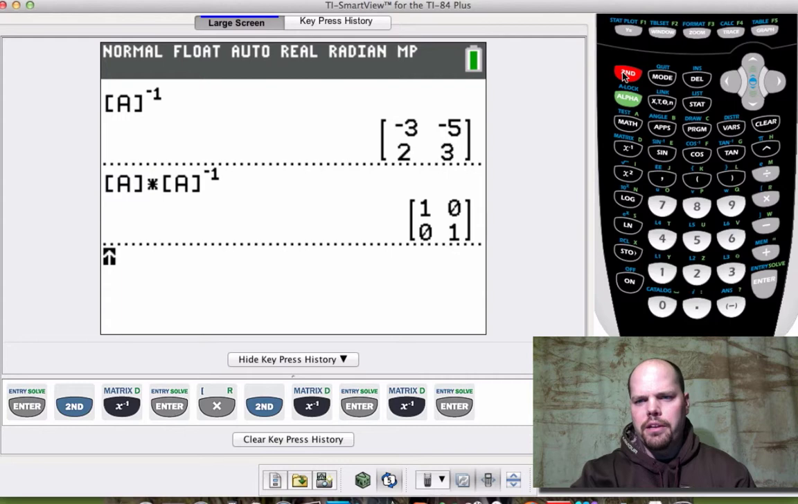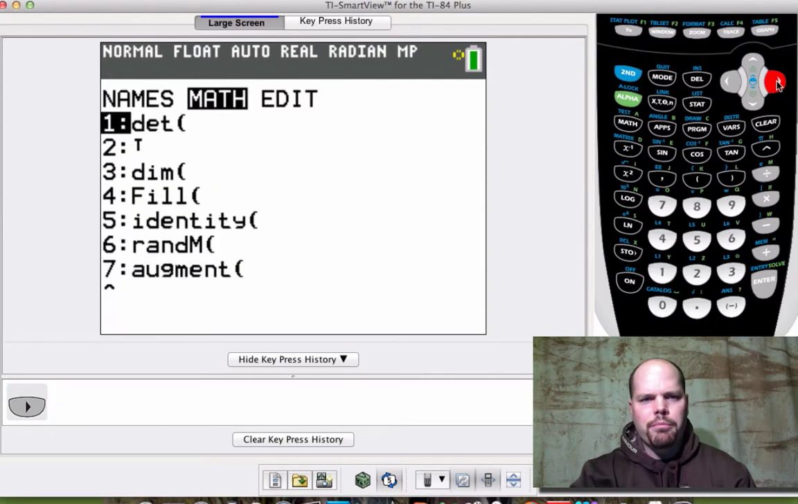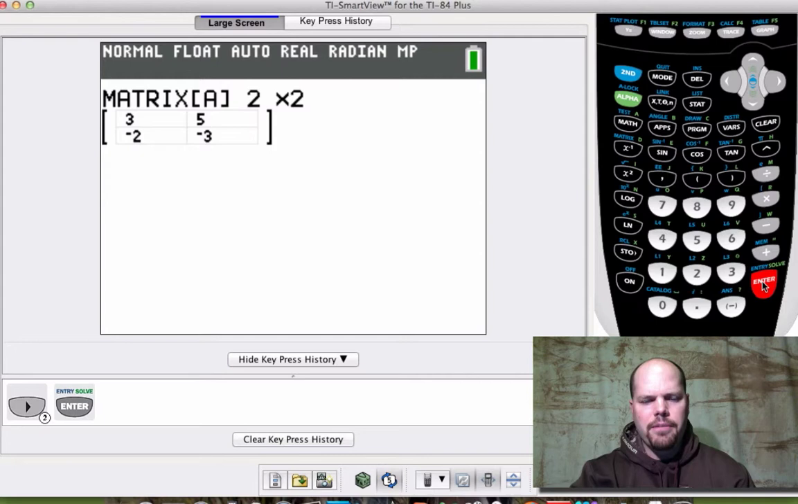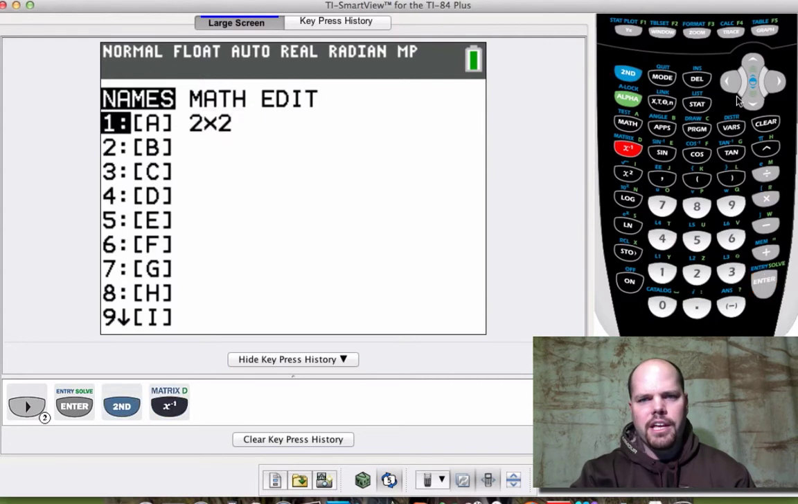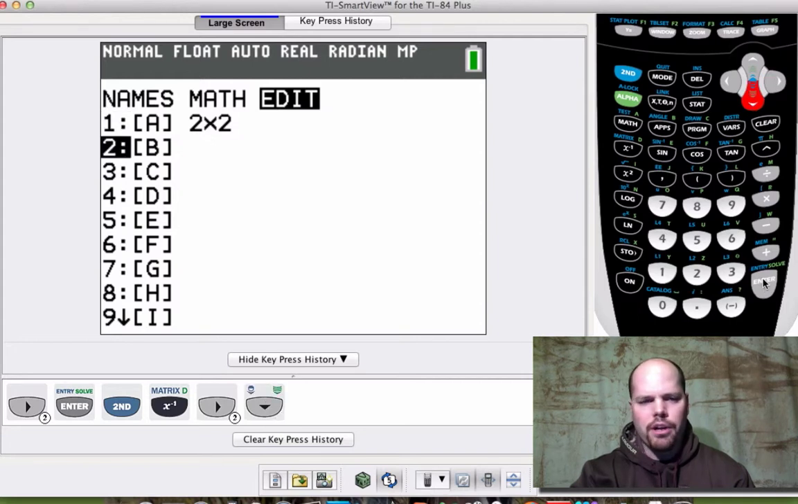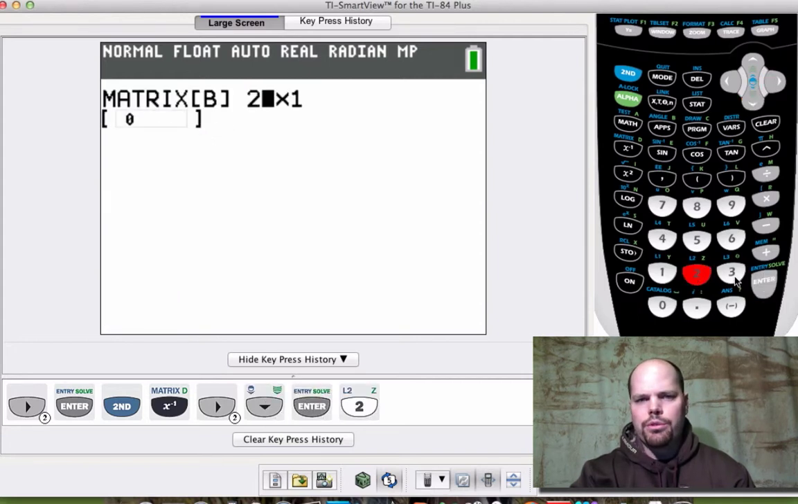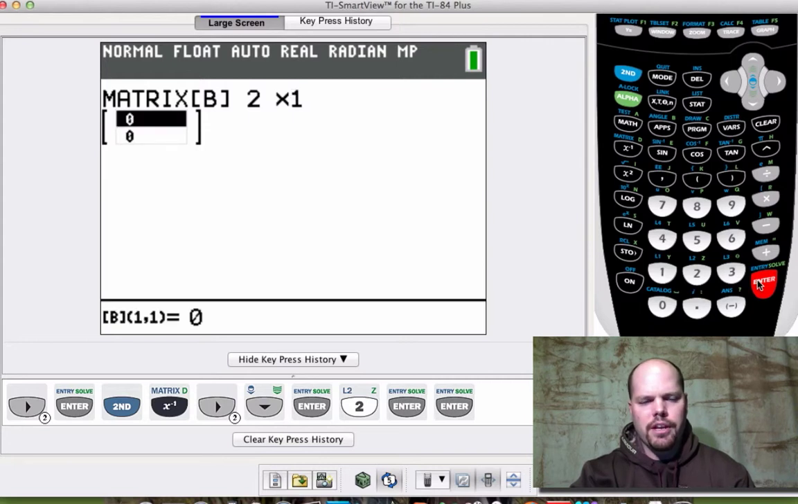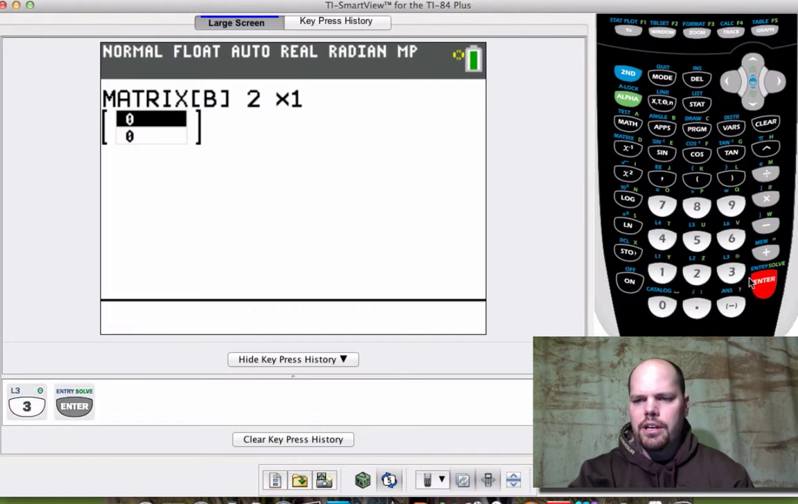Now we'll go back into our matrix, and remember what I put in matrix A was the coefficient matrix for this particular problem. We already did the inverse of this, and I've already shown you that. So we have this already typed in: 3, 5, negative 2, negative 3. Now we need to go to matrix and edit matrix B because we have nothing in there yet. That's going to be our constant matrix, and it is a 2 by 1 matrix, with negative 23 in the top row and 14 in the bottom row.